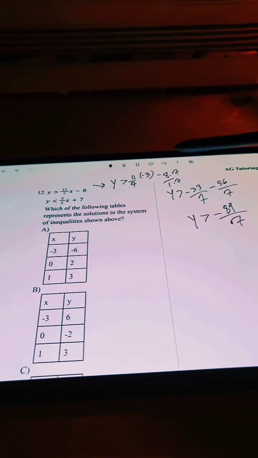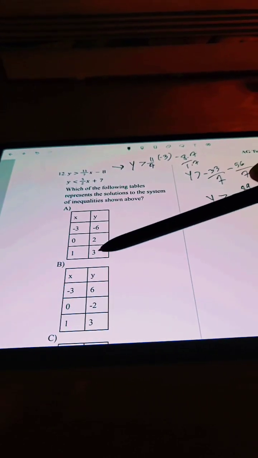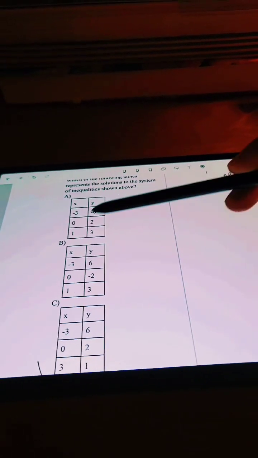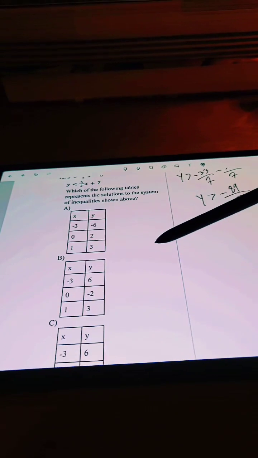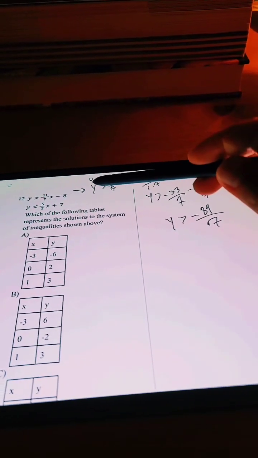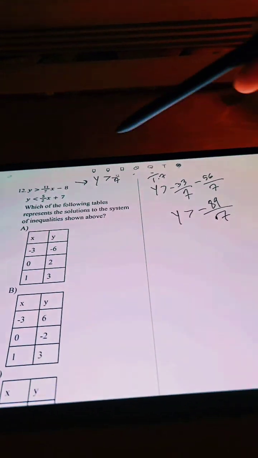Is there a reason I plugged in negative 3? Yes, because I'm testing out the answer choices. Like you see how negative 3 is right there for those remaining answer choices? That's why I'm plugging it in, to see which of these fits with what I'm going to get when I plug in negative 3 for x.